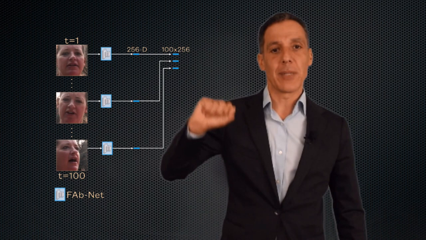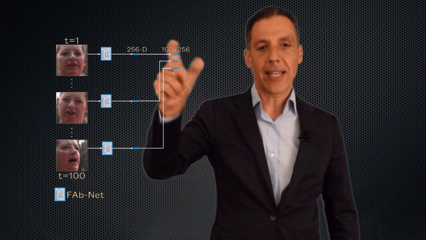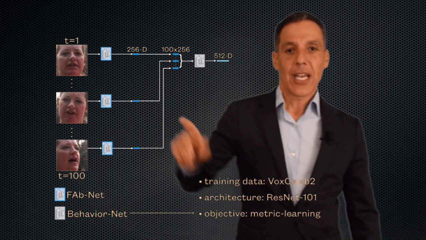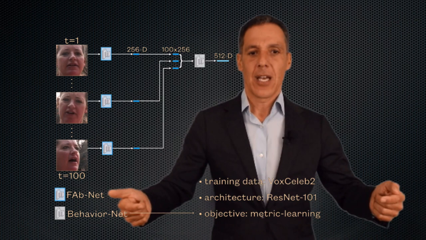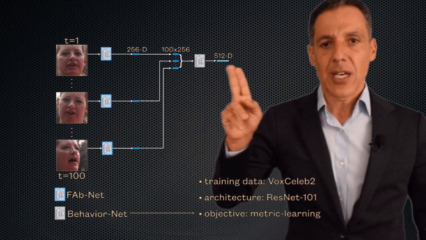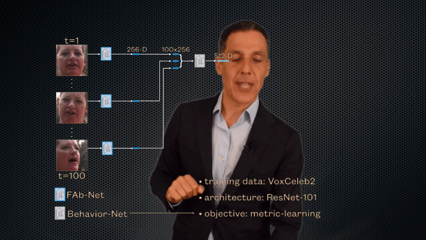So first, let me remind you, we got 100 frames, each go into FabNet, out comes a 256-dimensional vector. We pack that into a 100 by 256 matrix that embodies the appearance on each frame of this video. Now, we're going to shove it into what we call our behavior net, which is trained on the VoxCeleb2 dataset. It's a ResNet 101 architecture, and we use objective metric learning. I'm not going to get into all the details of this. They're all in an upcoming paper that is available on my website. But out of this comes a 512-dimensional vector that embodies the appearance and the identity of the individuals that you see that are in the input.